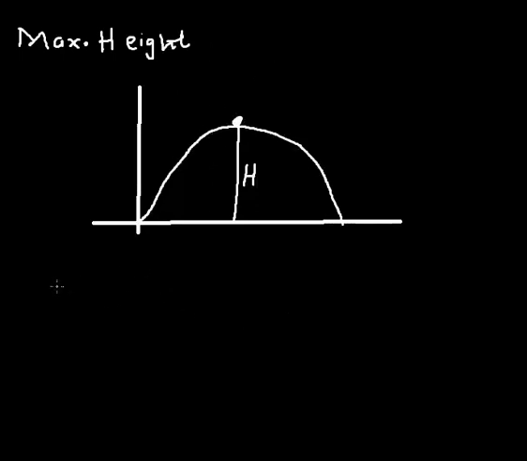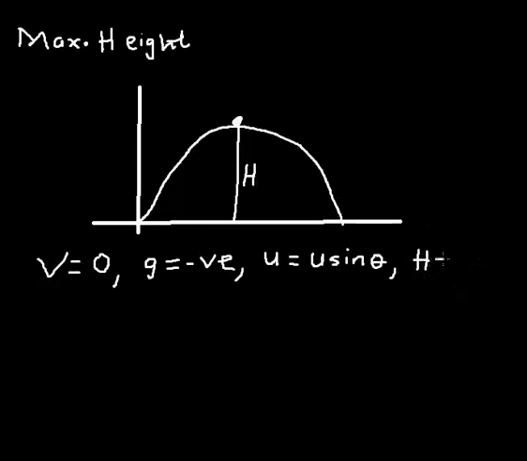First of all, you should know that at maximum height, v is equal to 0. We know that already. You also know that we will consider g to be negative. What else do we need? Our u is still going to be u sine theta, the vertical component. Then of course for the maximum height, h, question mark.